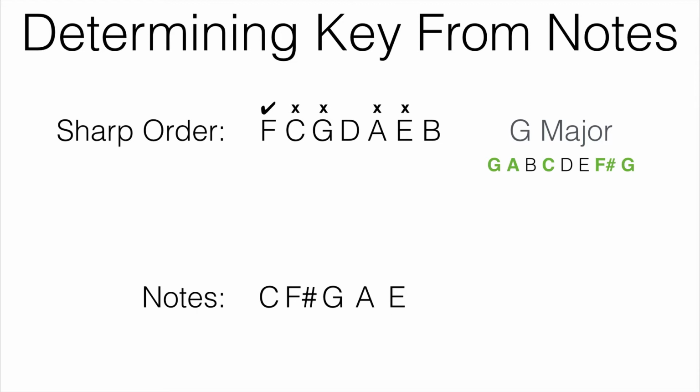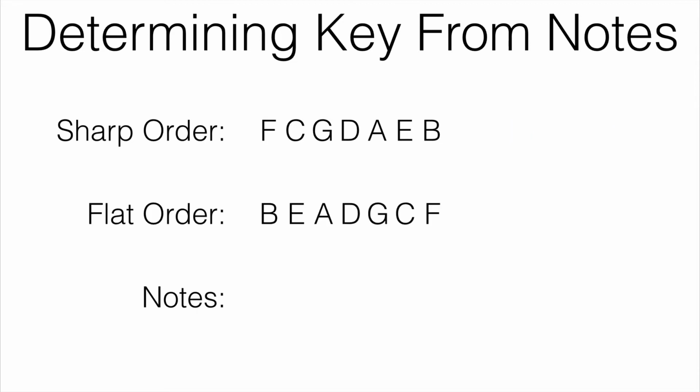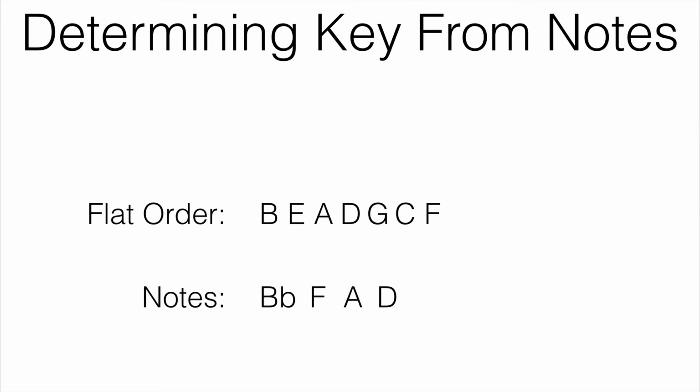Let's try an example where we get more than one key as the final answer. In this example, our collection of notes is B flat, F, A, and D. Since we have no sharps, we won't use the sharp order this time. Let's check off B flat in the flat order list, and let's put X's above F flat, A flat, and D flat, since we have F, A, and D natural. Since we have those notes, we know that we can't have F flat, A flat, or D flat.